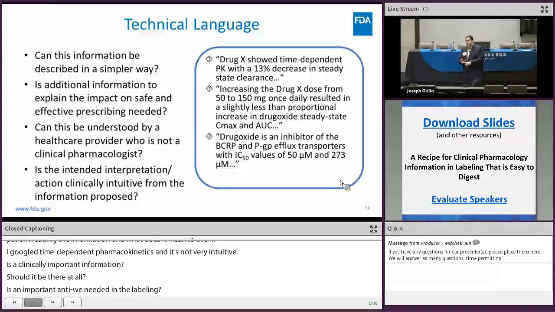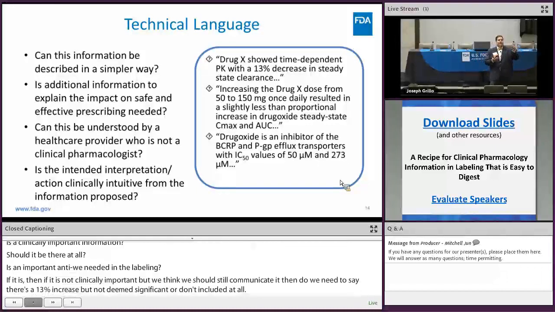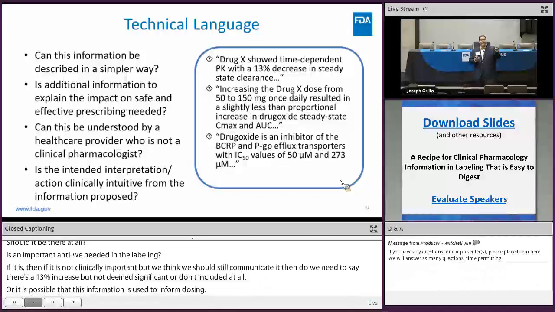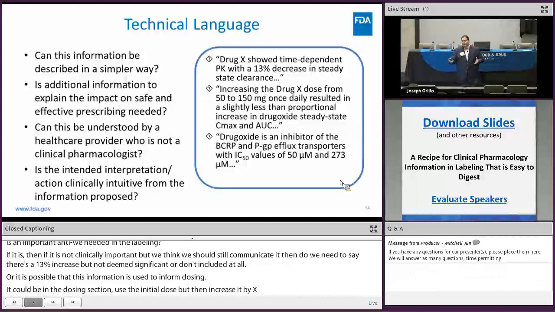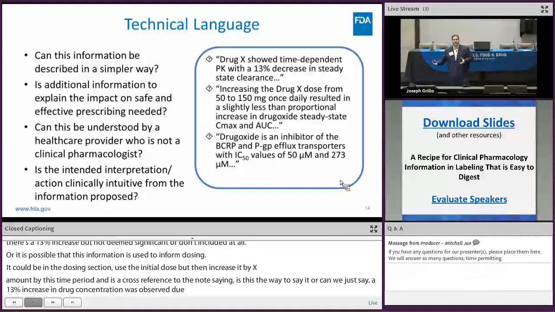Or, it is possible that this information is used to inform dosing, right? It could be in the dosing section that will say, use this initial dose, but then increase it by X amount, by this time period. And then there's a cross-reference to this note. But again, is this the way to say it? Could we just say, a 13% increase in drug concentration was observed due to drug X metabolism, self-metabolism, or increased metabolism, or something like that. There's another way to say it where it's not as technical, and it's easy to understand what the bottom line is.